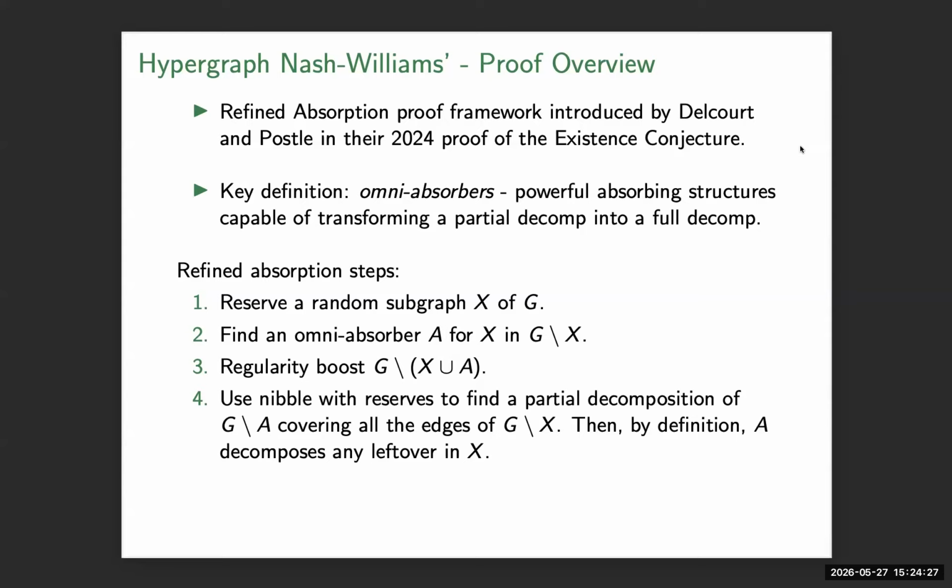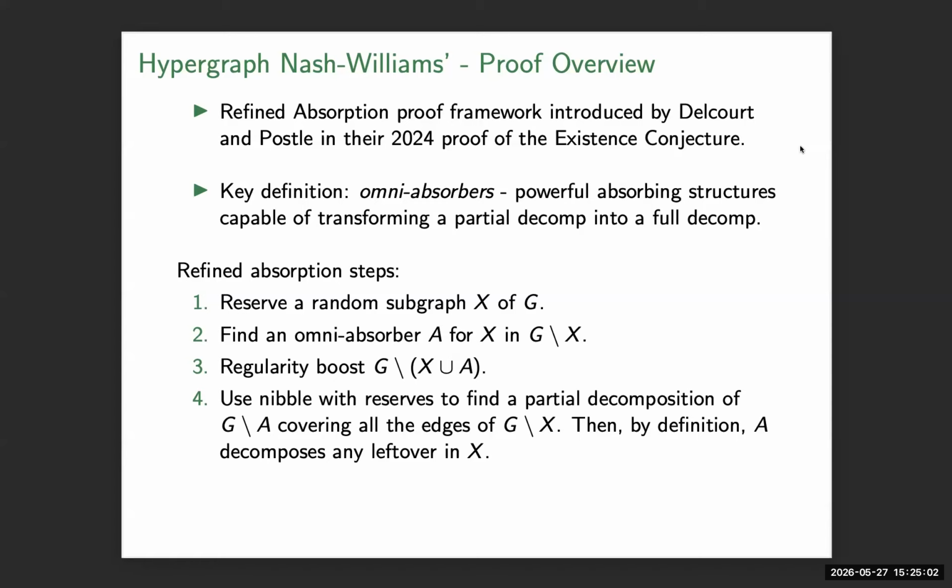First, you reserve a random subgraph X of G. Then you find this special subgraph called an omniabsorber, A for X, in the rest of the graph. Then you regularity boost what's remaining. And then you use nibble with reserves to find a partial decomposition of G without your special omniabsorber, covering all of the edges of the graph G without your reserves X. And then, by definition, your special omniabsorber is capable of decomposing anything that's left in X.